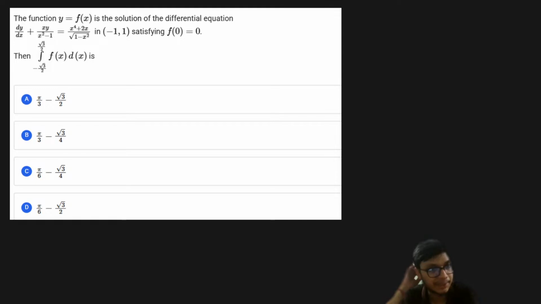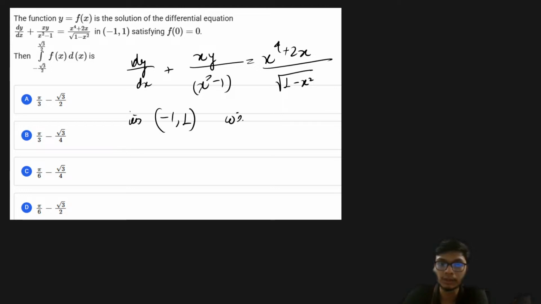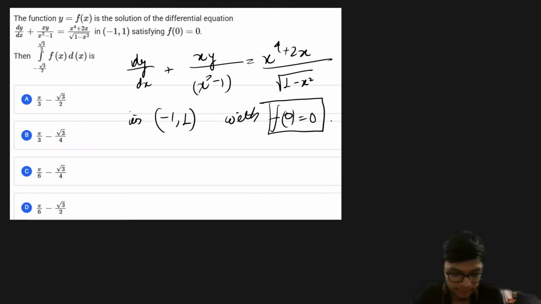Now again, we have another very interesting problem, which is basically of the form of first order linear differential form. Right. So if we look at the problem, it is said that y is equal to f of x is a solution of the differential equation, which is mentioned as dy by dx plus x into y by x square minus 1 is equal to x to the power 4 plus 2x divided by square root of 1 minus x square, right? And it is said that the solution is lying in the interval -1 to 1 with the condition that f of 0 is equal to 0.